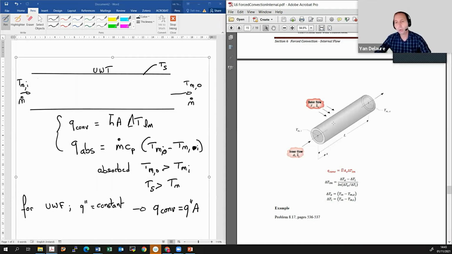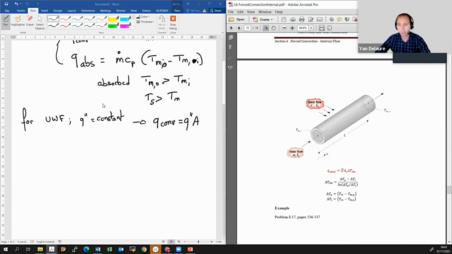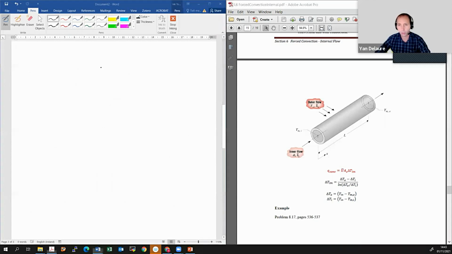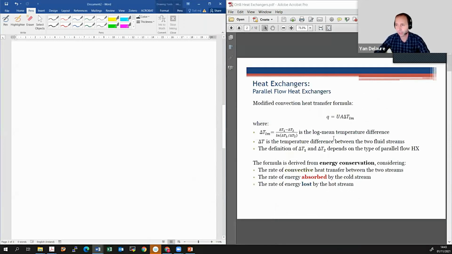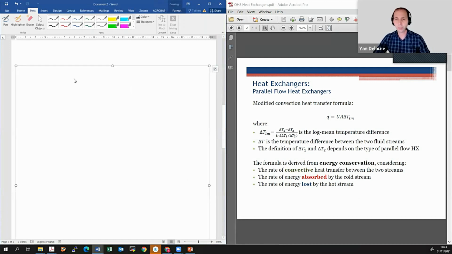And now we're moving on to a slightly more complex problem, which is that of a parallel flow heat exchanger, which is the type of heat exchanger we're going to use in this lecture in order to illustrate the derivation of that formula here. Okay, so the formula is quite similar to the previous case, except we have a geometry which is a little bit different. So let's draw this case.